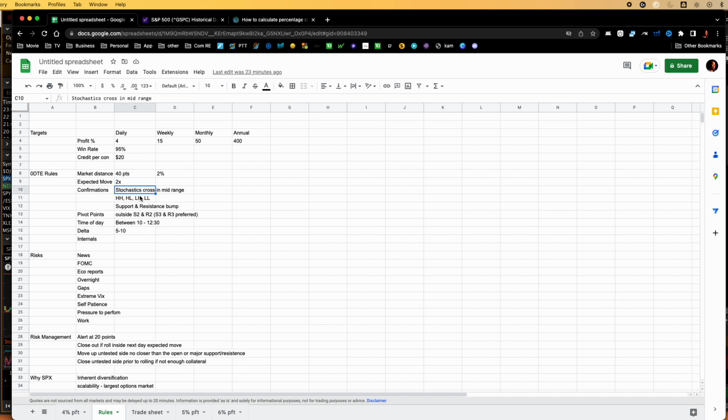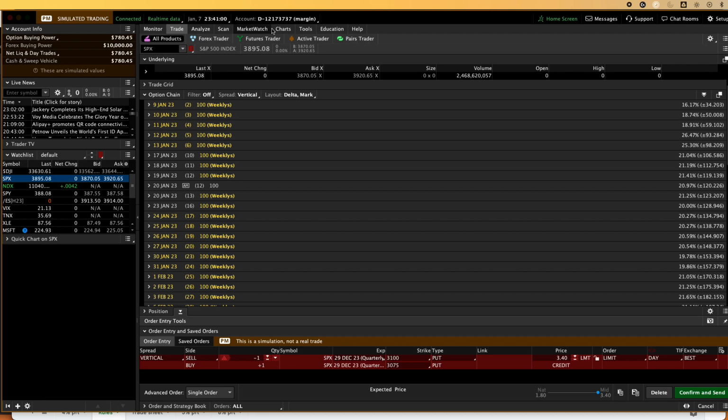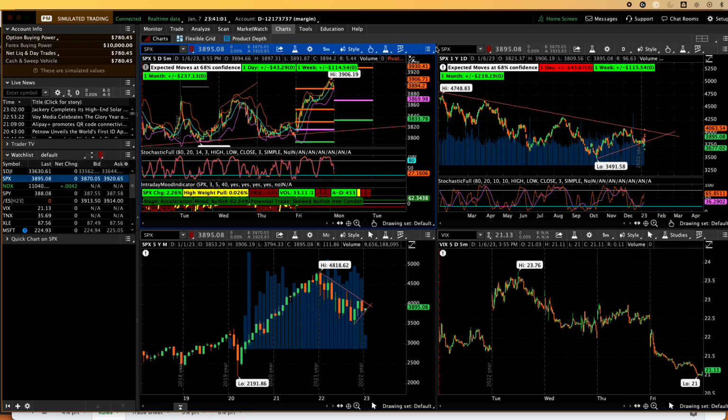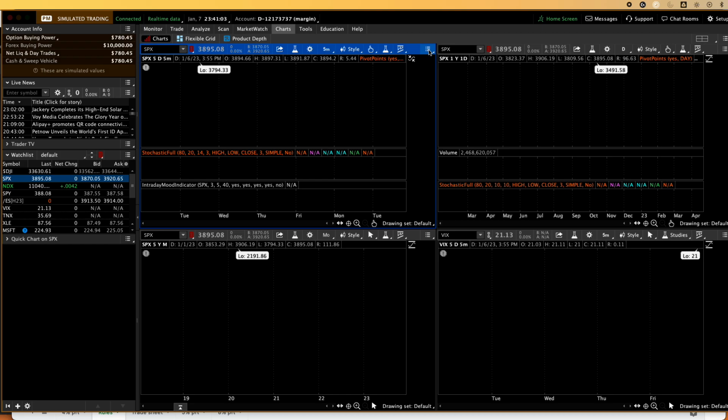I want the stochastics to be crossing from an oversold or overbought position back into the mid range. So stochastics over here, if we're looking at the chart, and gotta blow this one up.